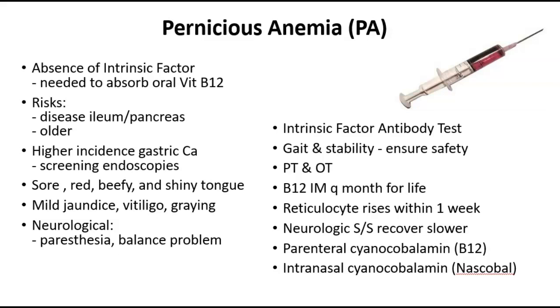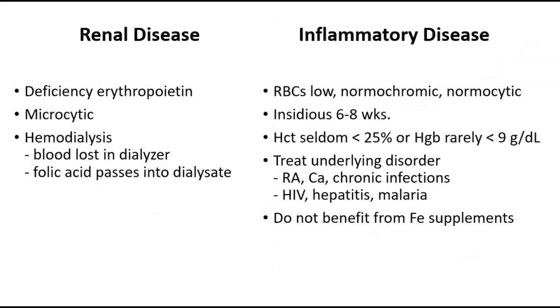All right, so let's talk about some of our sort of chronic anemias. So renal disease can cause a decrease in erythropoietin. This is why it's very common that you will see patients in dialysis on Aranesp or darbepoetin alfa, some sort of growth factor. For these, the cells are small, and then of course dialysis, we can lose some there.